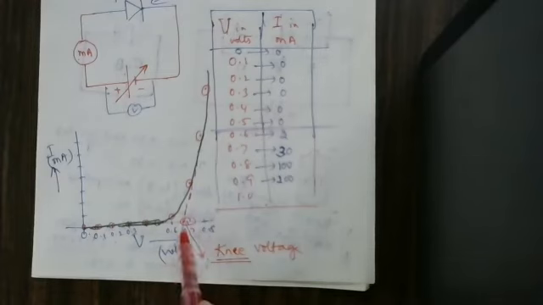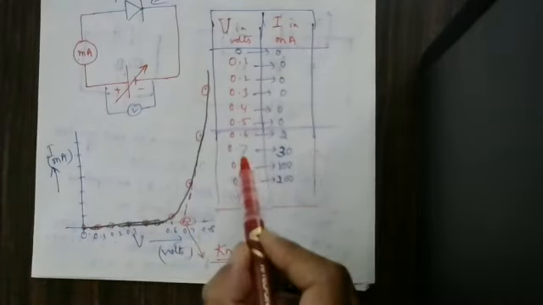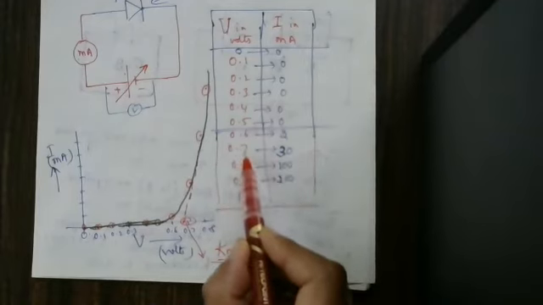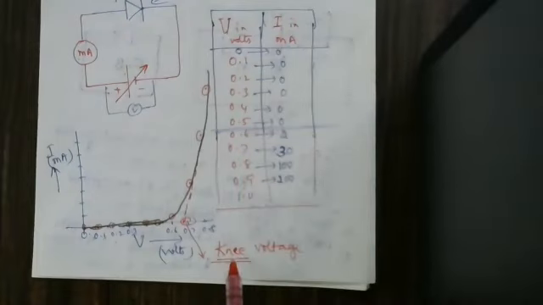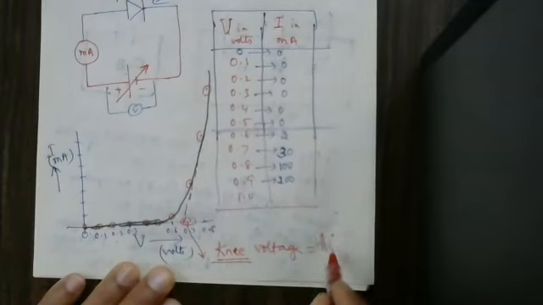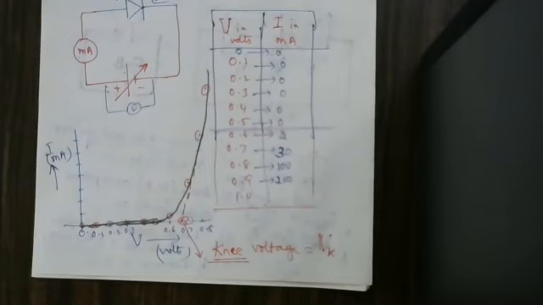Meaning at that voltage, current is shooting up. At this voltage here, current is going to be shooting up. That is your junction potential. That is the knee voltage. I can write that as V suffix K. This is the knee voltage.